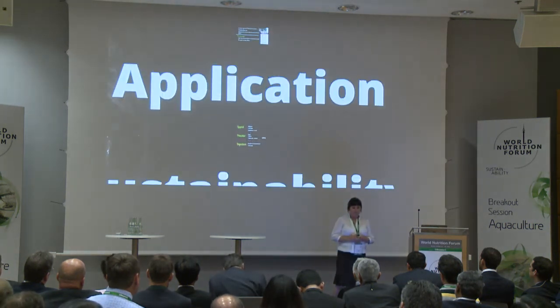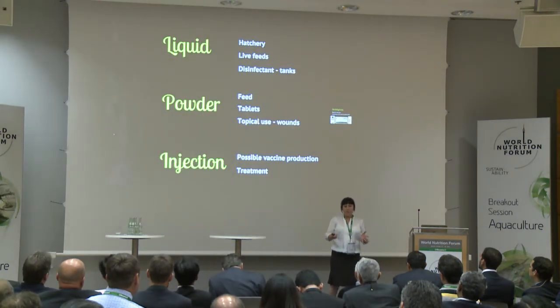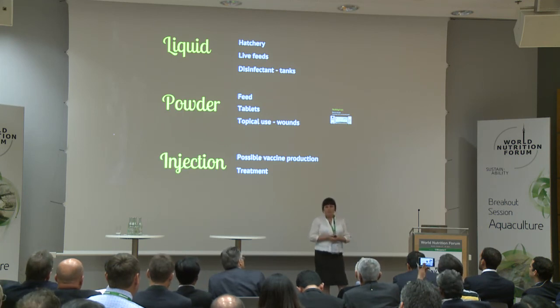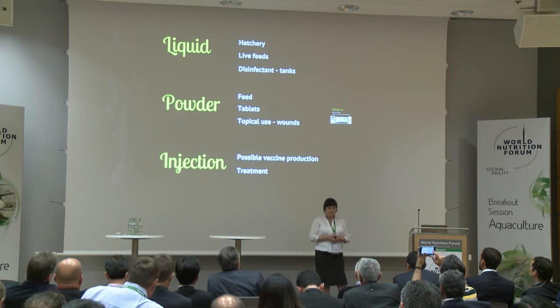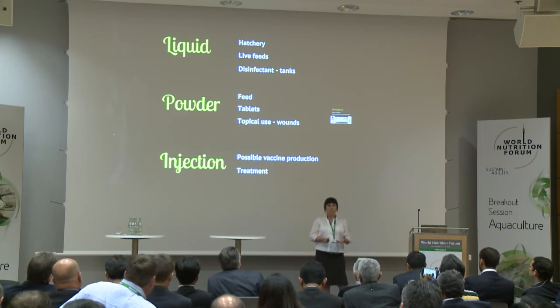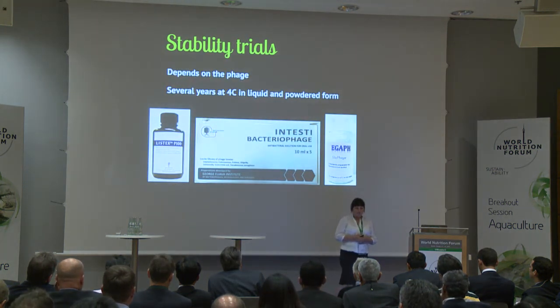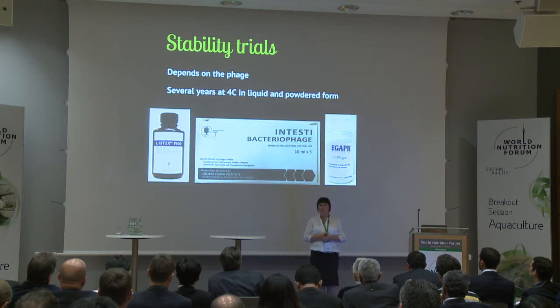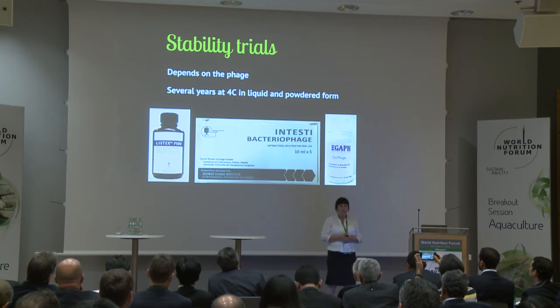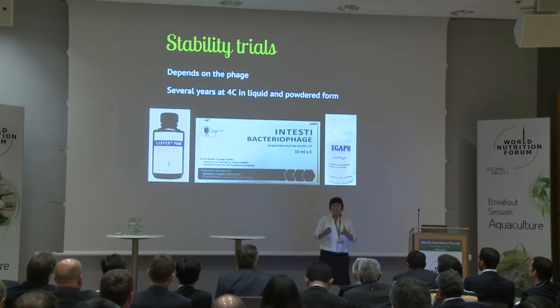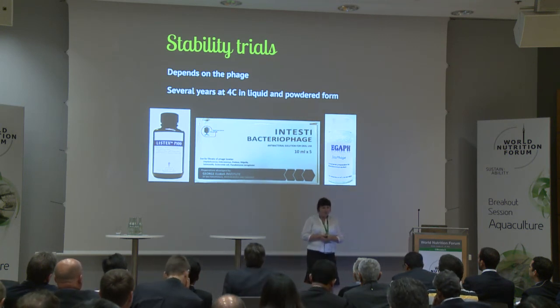The application: we can put it in liquid, hatchery, live feeds, disinfectant, powders, feed, tablets, put it on wounds. Injection, it's used in other countries in hospitals as vaccine productions and also as intravenous treatments. This is a couple of products: the Listex product is FDA approved and has GRAS status in the US and also in Australia to put onto ready-to-eat meals such as cheese and raw meats. So from a regulatory perspective, that makes it a little more interesting.